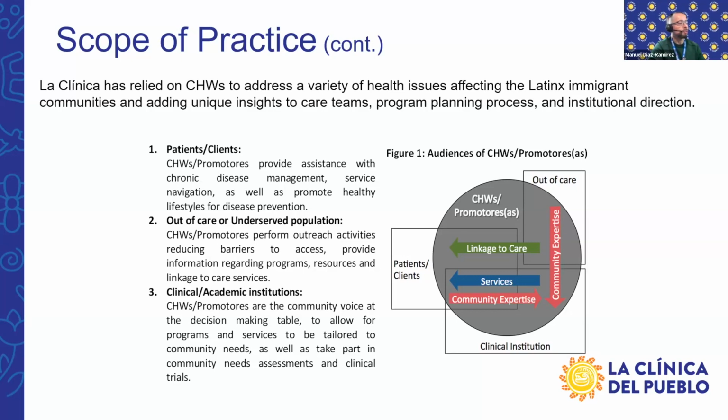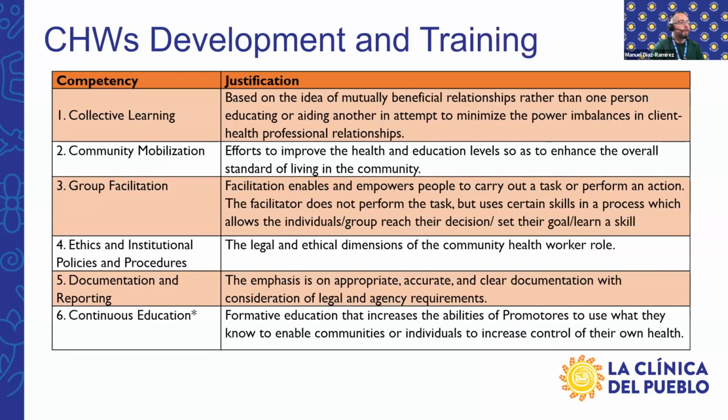Under clinical academic institutions, community health workers are the community voice at the decision-making table to allow for programs and services to be tailored to community needs, as well as take part in community needs assessments and clinical trials. So our community health workers' development and training includes six core competencies that we consider for the implementation of our training program. They develop capacity under collective learning for community mobilization, in group facilitation, also about ethics and institutional policies and procedures, regarding documentation and reporting, and continuous education on different topics related to the programs and services we implement at La Clínica del Pueblo.